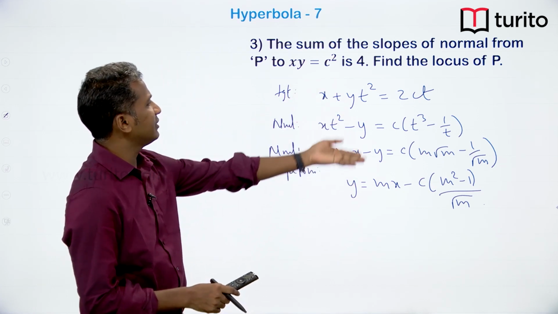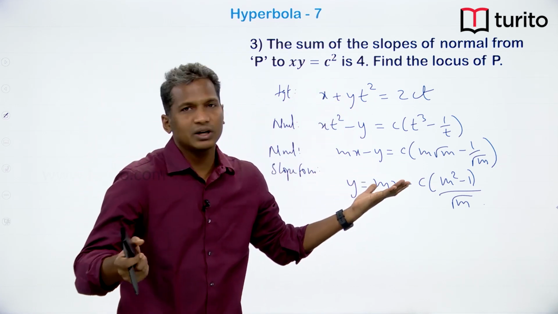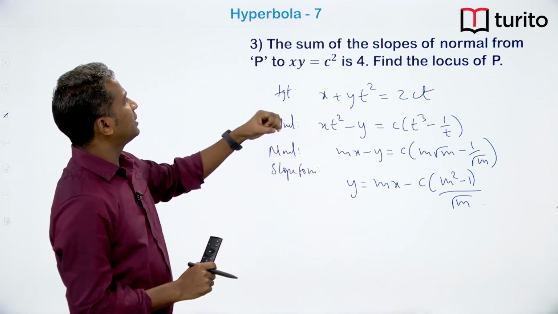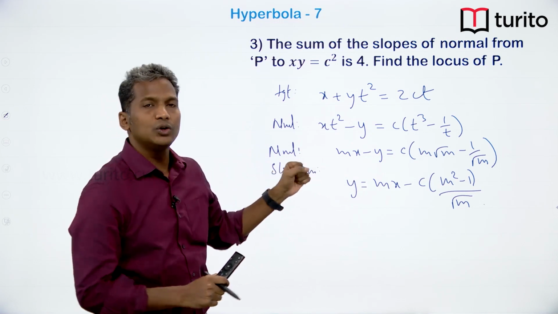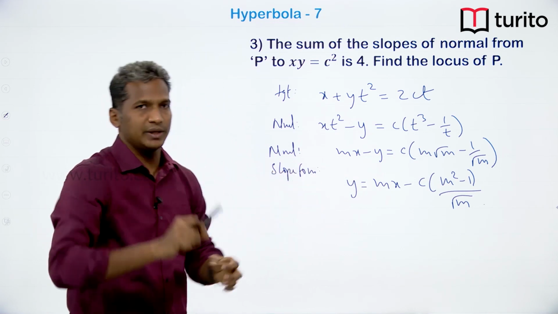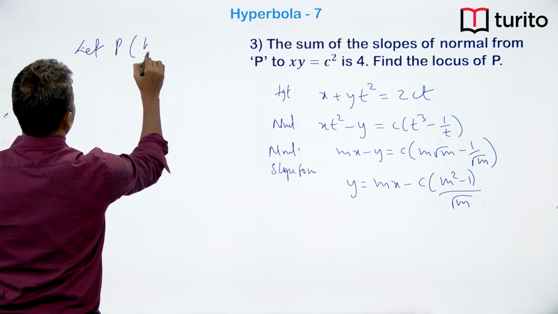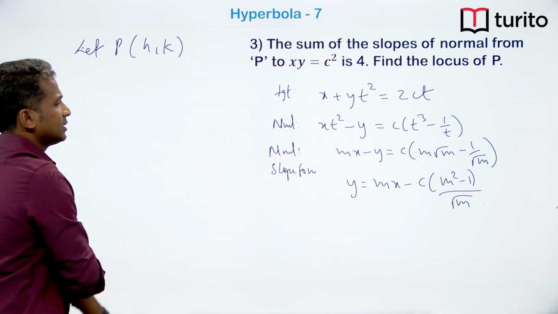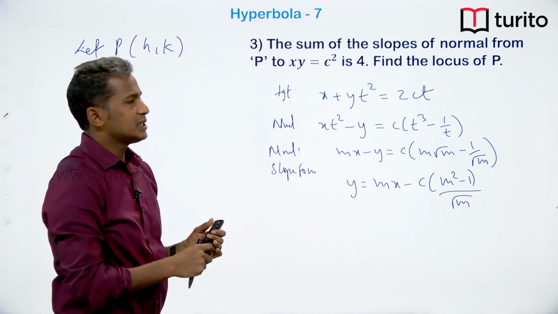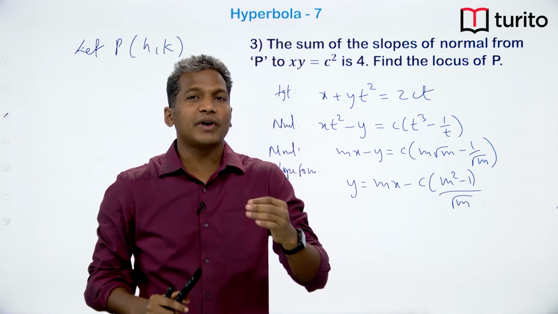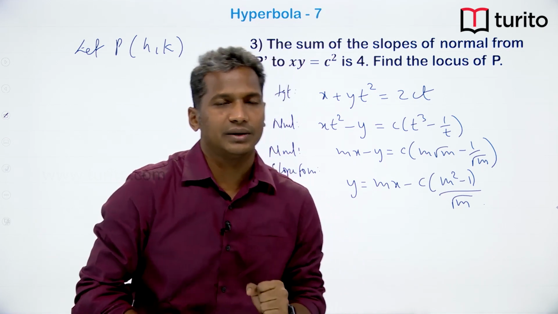See, I have just derived it from the basics and it did not take much time. Now, further we want this normal to pass through the locus point which is P. So, let the locus point be h comma k. So, that means the normal has to pass through this.